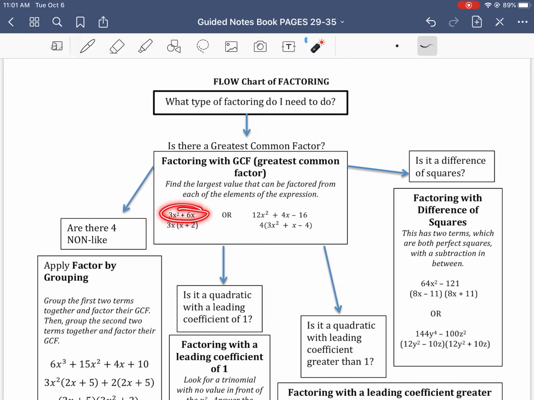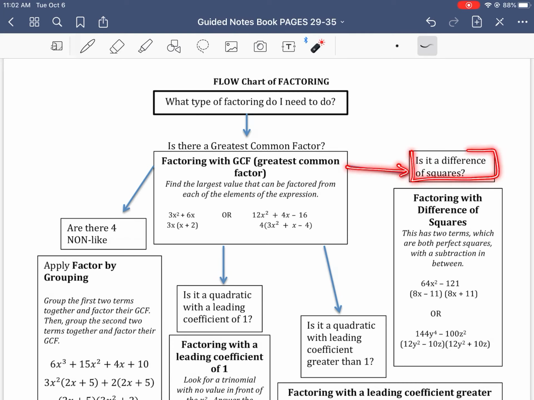I don't care what it looks like, if it's a binomial or a trinomial, we always look for a greatest common factor. Sometimes that's all you can do. So you'll notice that this binomial over here, 3x squared plus 6x, all you can do is take out 3x, and now you have little linear factors. You can't do anything more in that case. However, sometimes you take out the 4, and then you have a trinomial that you could continue to factor. So if you can continue to factor, that's where these arrows head, right?